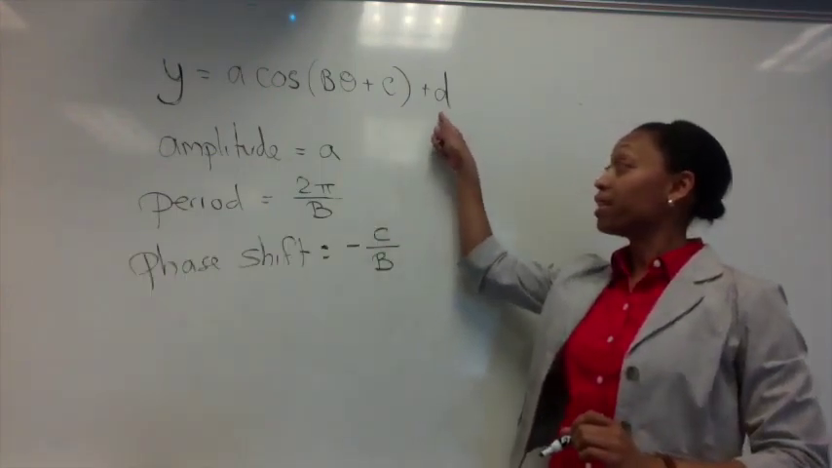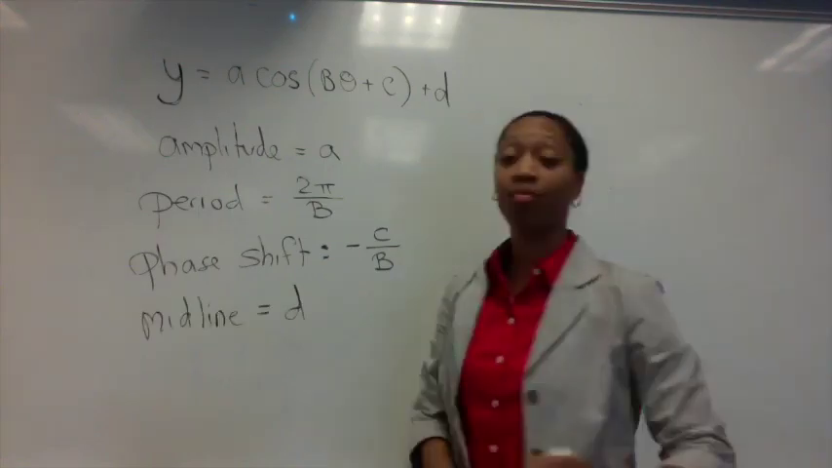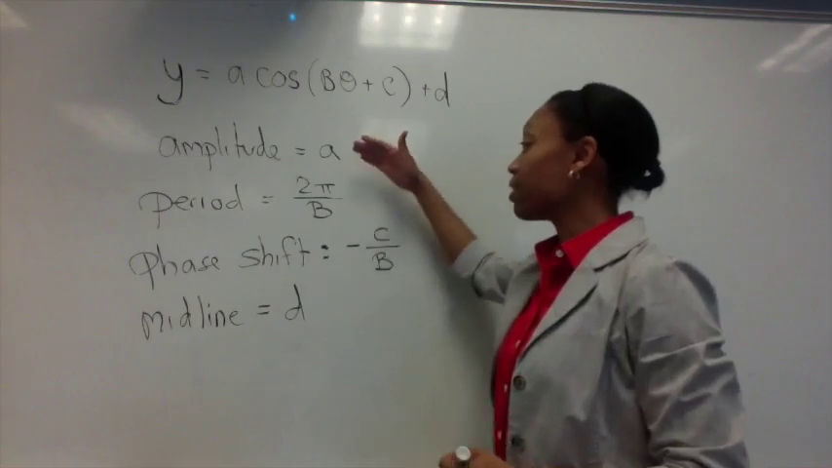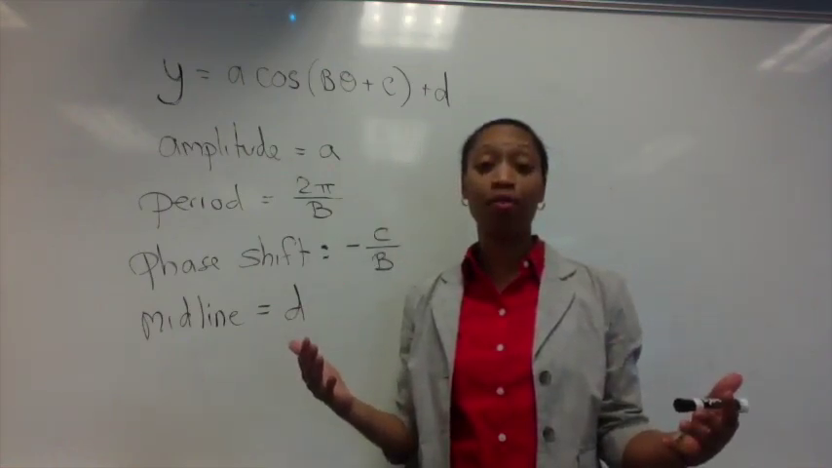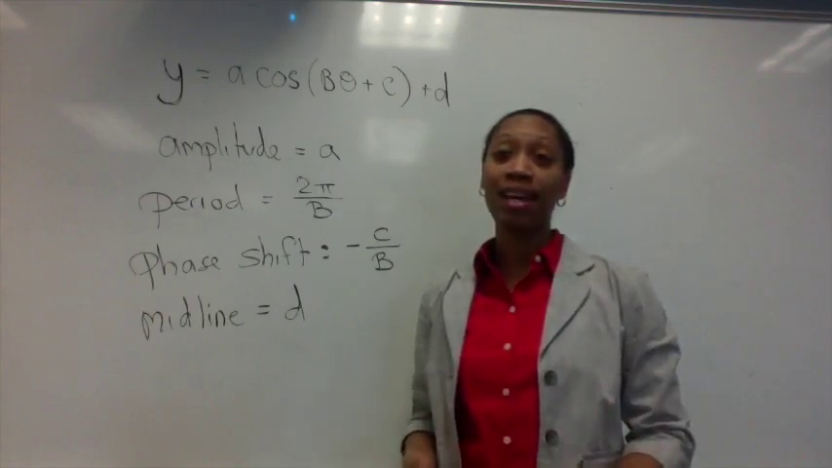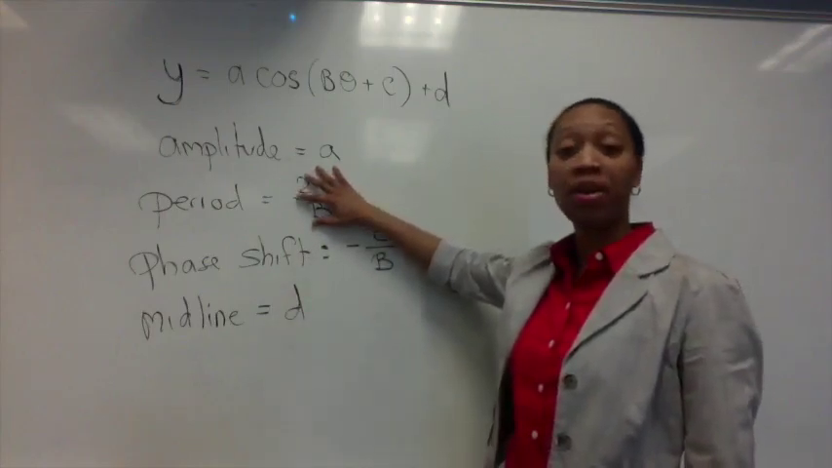And this value D is the midline of the graph. It's going to move it vertically. All right, so there's what you need to know. So these things, the amplitude, the period, phase shift, and midline, they are the same for both cosine waves and for sine waves. And actually for tangent, the only thing that's different is the period.